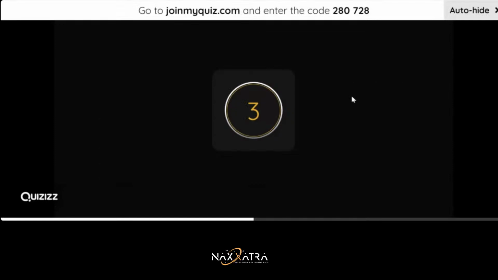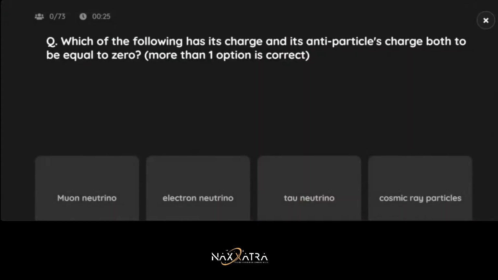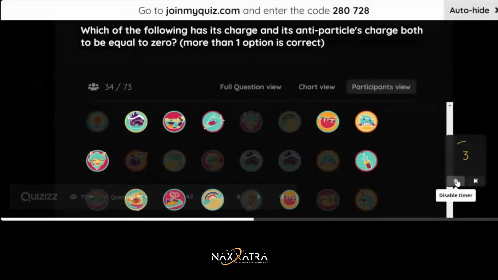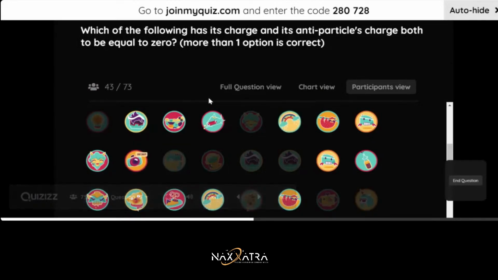So now we go to the next question. Which of the following has its charge and its antiparticle's charge both equal to 0? And more than one option is correct. So which particle and its antiparticle, both have charge 0? Is it muon, electron, tau neutrinos, or cosmic ray particles? Fast, the timer is going. So I'm stopping the responses. 3, 2, 1.